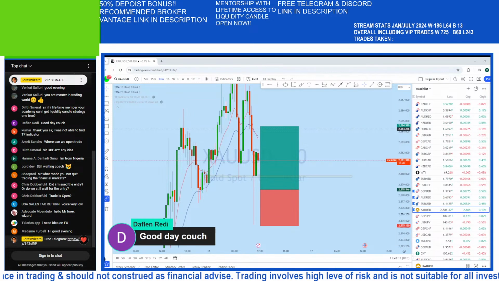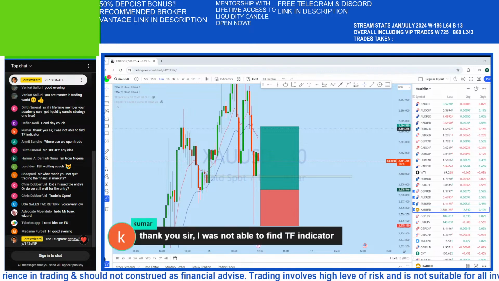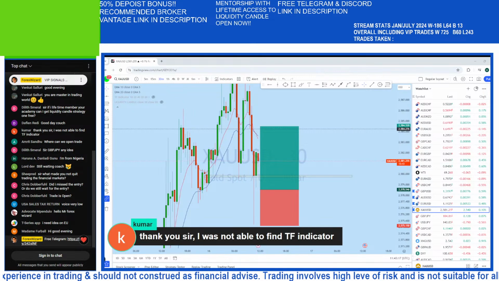Thank you very much. Thank you, sir. I was not able to find the TF indicator. Kumar, if you don't find the TF indicator, currently we are using the liquidity candle indicator. You can post on the chat how you can get access, and you will get the information.